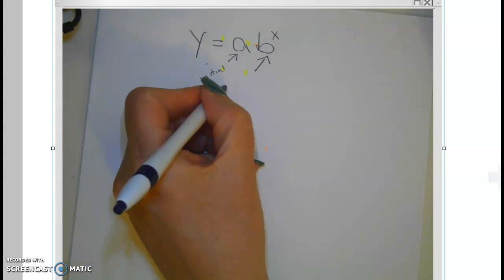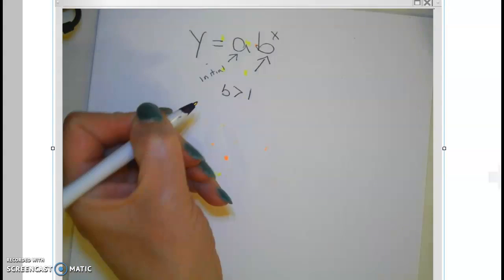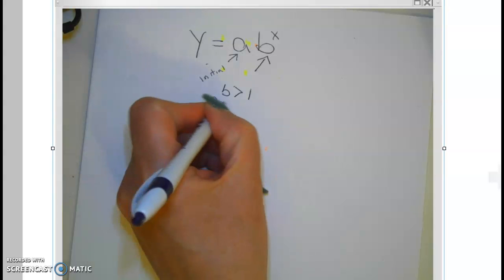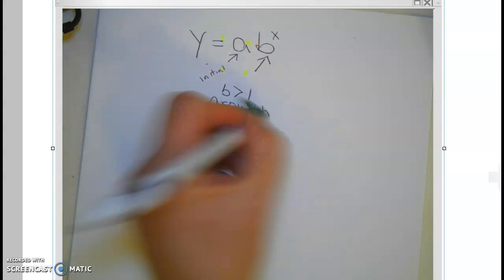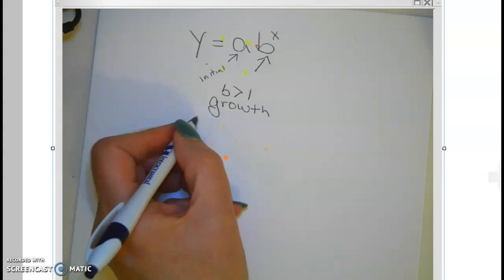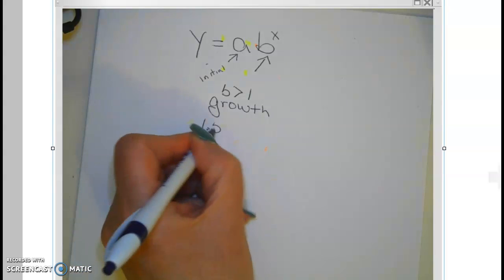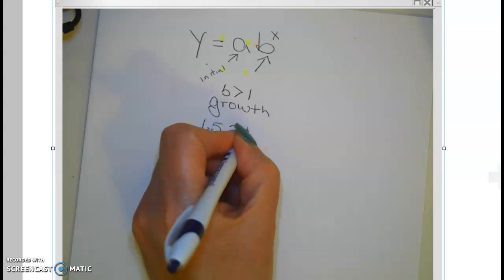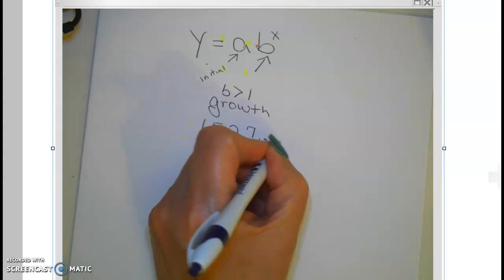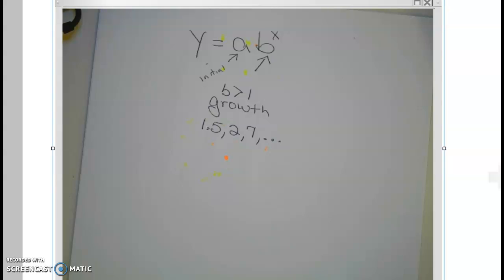If this b value is greater than 1, then it's going to be growth. So for it to be growth, it could be anything greater than 1. It could be 1.5, it could be 2, it could be 7. Anything greater than 1 means growth.